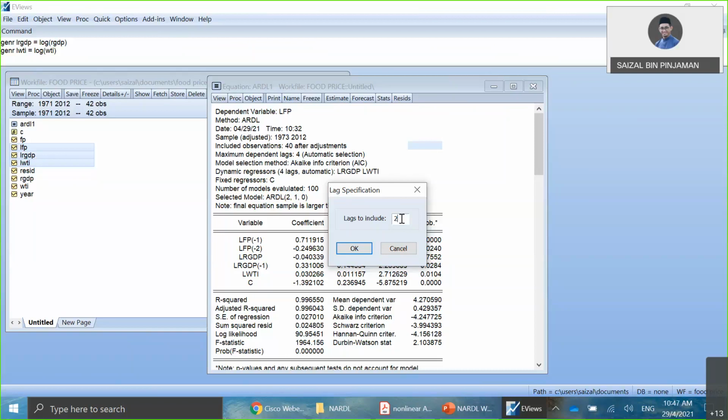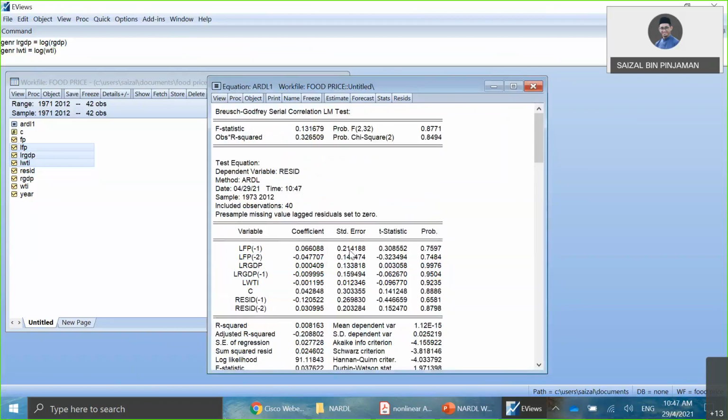So say, for example, here you include two lags and you click OK. And here you see that the probability value is higher than 10%. It means that we fail to reject the null hypothesis. What is the null hypothesis based on this Breusch-Godfrey serial correlation Lagrange multiplier test? The null hypothesis states that our model does not contain serial correlation. It means that lag values of the error term do not determine the present value of the error term itself.